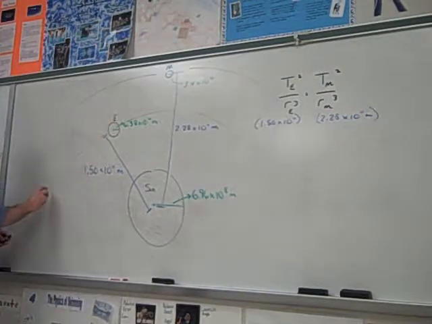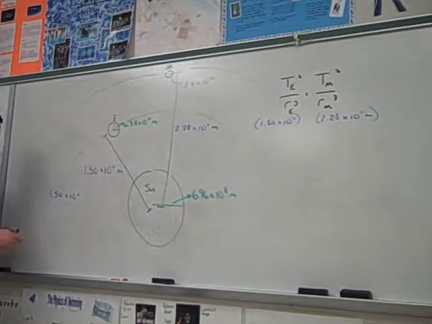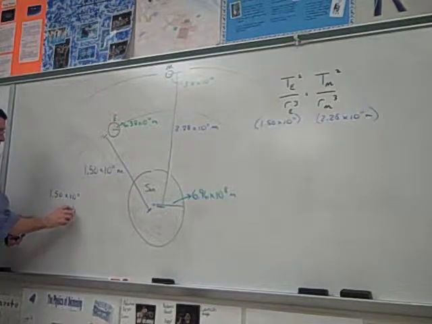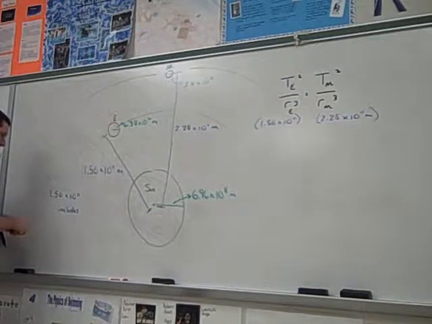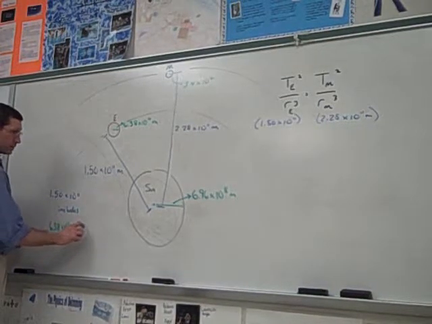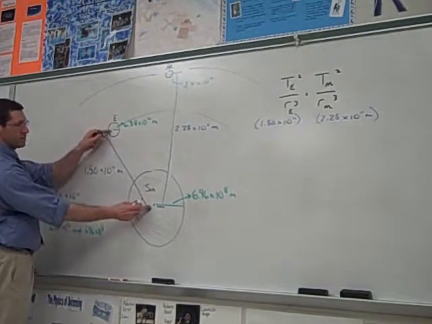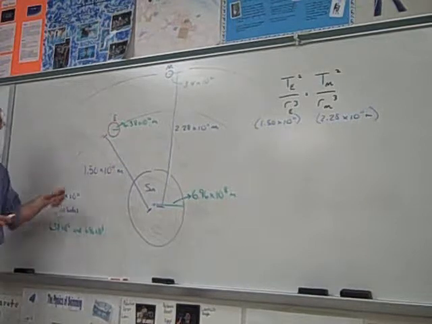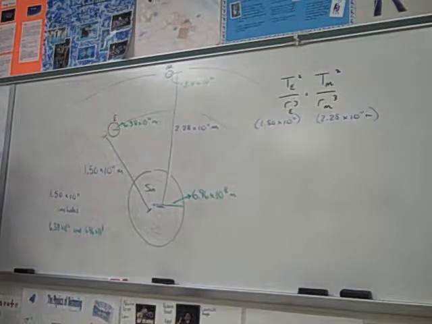Now this number, 1.50 times 10 to the 11th, is from center to center. So it already includes the radius of Earth, 6.38 times 10 to the 6th, and the radius of the sun, 6.96 times 10 to the 8th. It's the whole distance from center to center. Sometimes people want to think that the blue number is just surface to surface and doesn't account for the radii, but it does. Okay. Questions on any of that?